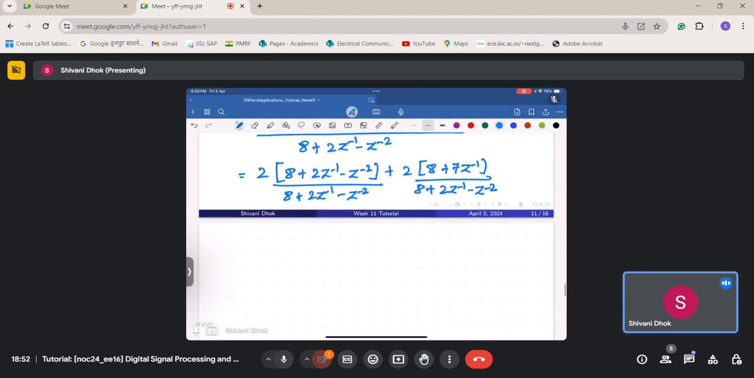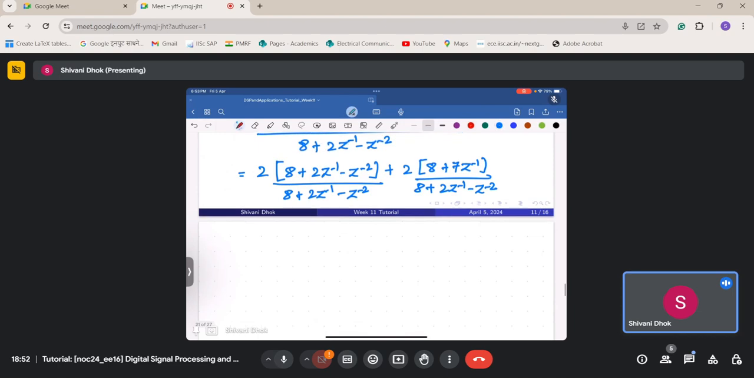Okay. So this is what we are having. So now I can simply cancel out these terms. So this gives me 2 into (8 plus 7z inverse upon 8 plus 2z inverse minus z to the power minus 2).